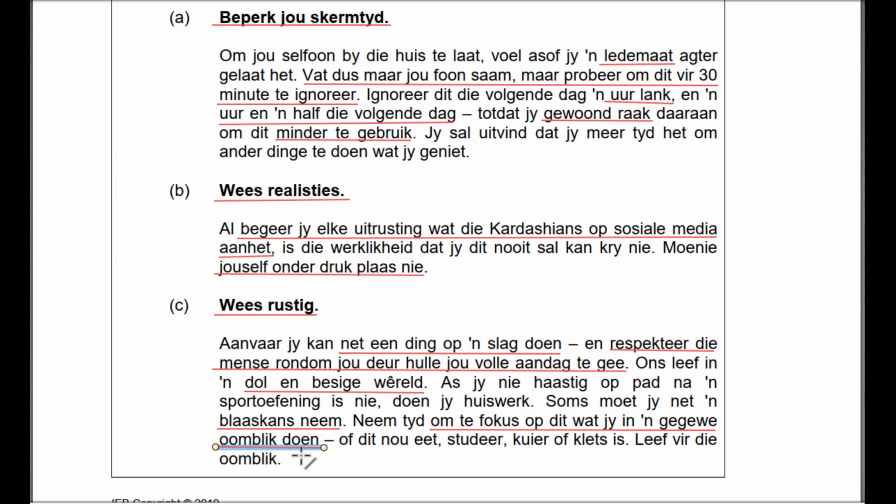Focus on what you are doing in the moment, in a given moment. Gegewe, given. So in that given moment, whether it's eating or studying or visiting or chatting, try and pay attention and focus on what you are doing in that moment. Leef vir die oomblik. Don't try and distract yourself in that moment when you are eating or studying or visiting or chatting with social media. Try and live in the moment. Taste the food. Look at what you are studying. Visit with your friends. Chat to them like a normal person.